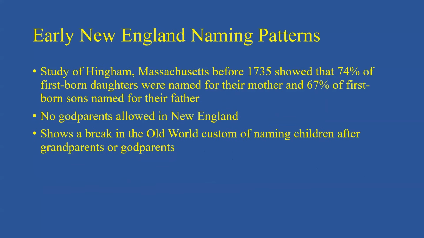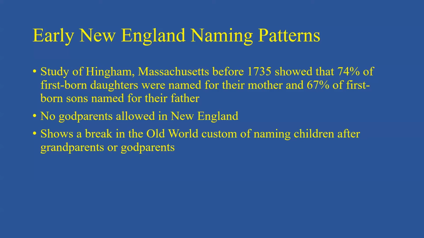We already discussed the strong preference for biblical names among Puritans, and I wanted to focus briefly on some variants of naming patterns that were present in colonial America. There have been a number of studies done by academics to analyze the use of names in early populations. A study of names from Hingham, Massachusetts before 1735 shows that 74% of firstborn daughters were named for their mothers, and 67% of firstborn sons were named for their fathers.